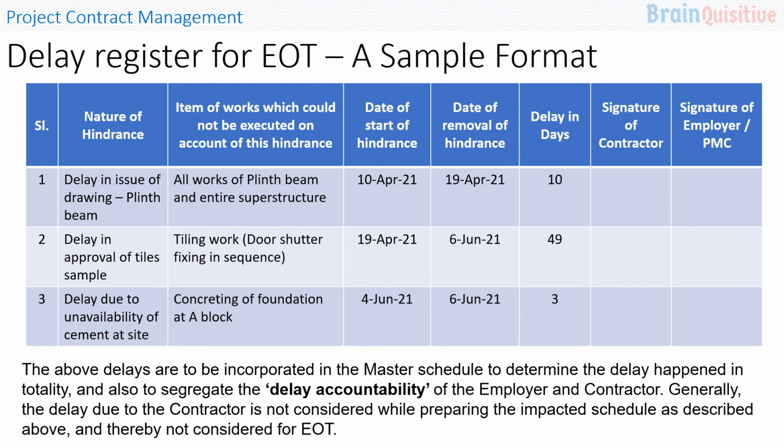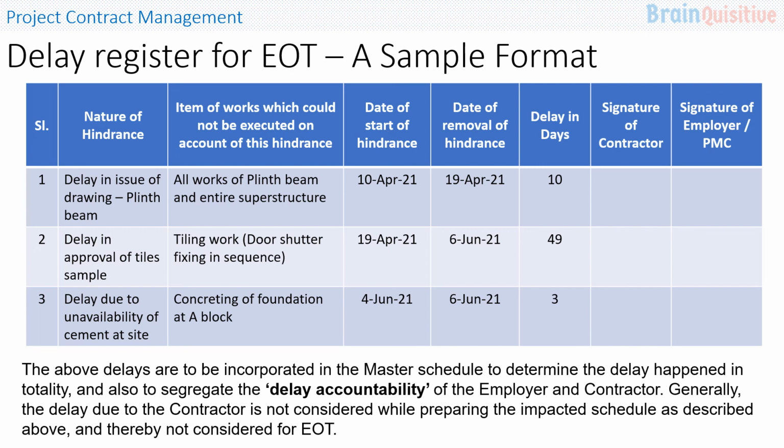Similarly, two other examples are also given, which are delay in the approval of tile sample and delay due to unavailability of cement at site. And we have shown how to record a delay with the start date and finish date and the delay in days. These kinds of formats ideally should be signed by both the contractor and the employer or PMC. In case the party who records it signs it and the other party doesn't sign, then it should be recorded over email or letters with a scanned or printed copy of the same.